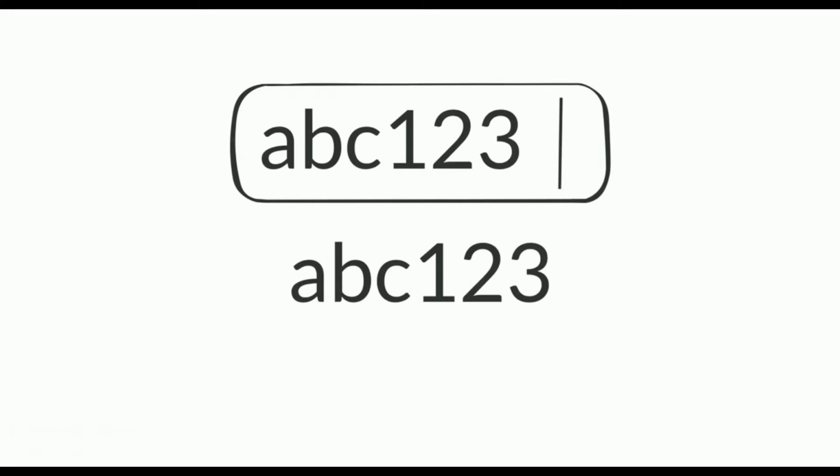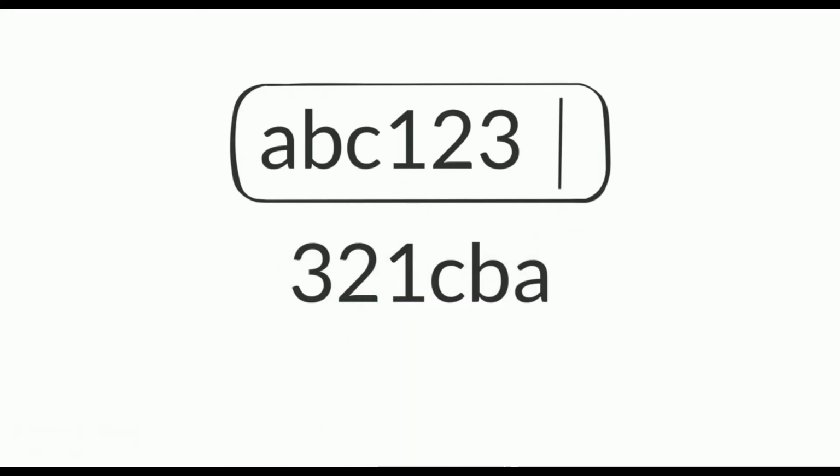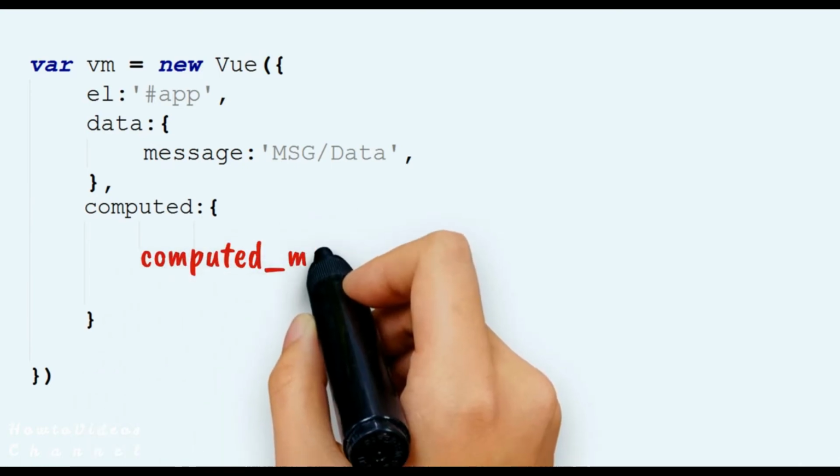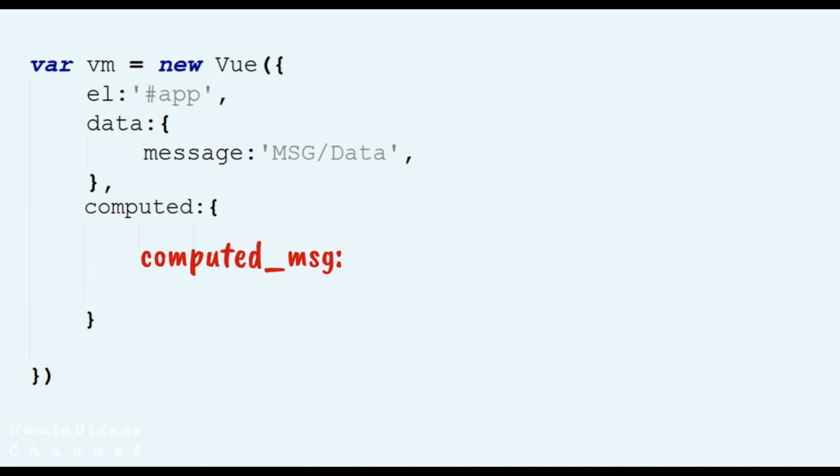What if we want to reverse letter order in the p tag? Compared with capitalizing letters, reversing letter order is a more complicated job. Therefore, we should choose computed over filters. So, how to use computed? First, we add the computed property behind the data property. Inside computed, we create a new property in it, computedMessage. The value assigned to the computedMessage is an anonymous function.